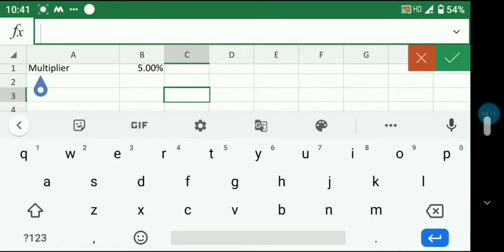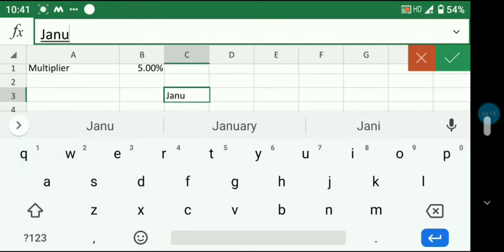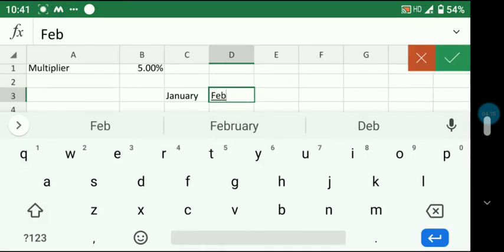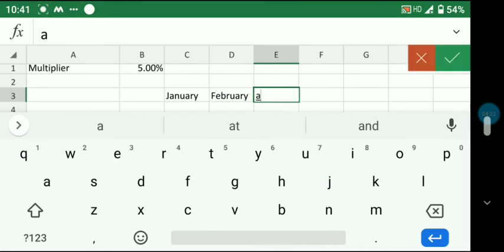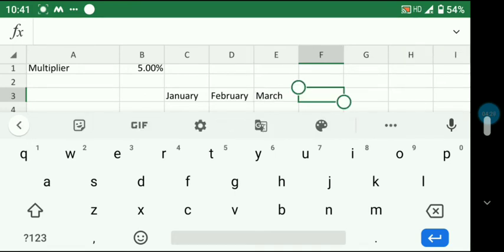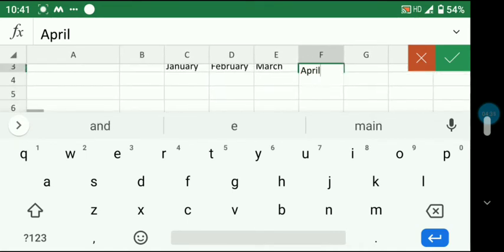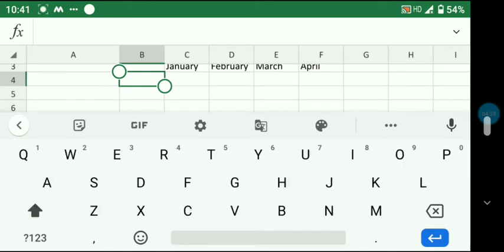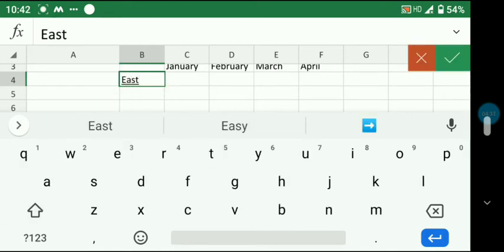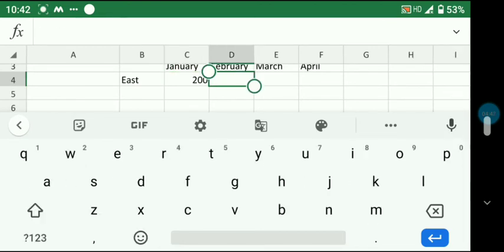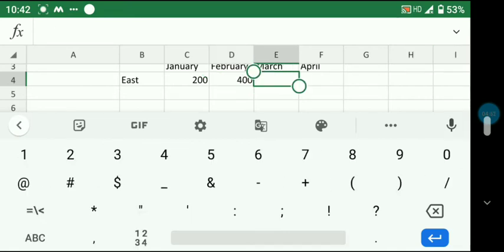Here I start writing January. Here it is February. March data. It is the April data. And here in the East, the sale is 200. In February it is 400. In March it is 600.